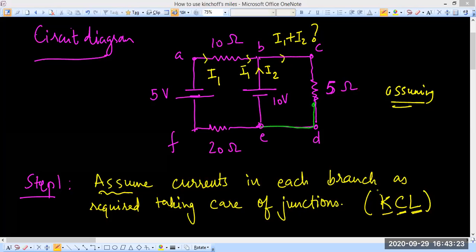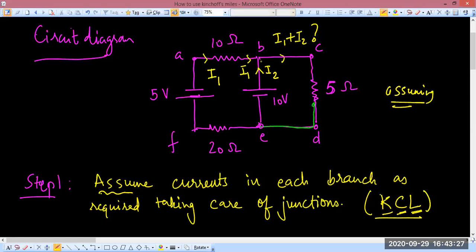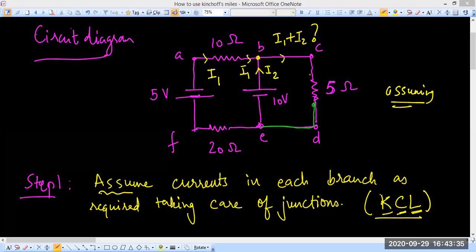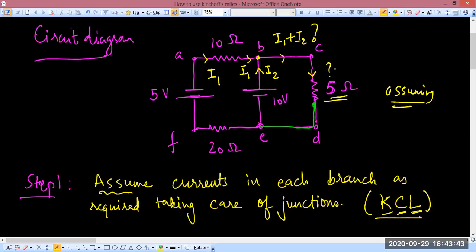Right, we have used Kirchhoff's current rule, or junction rule. I hope you understood that. D is a junction, right? Okay, so here what will be the current through this resistor? Come on, what will be the current through this resistor? Same, very good, I1 plus I2.